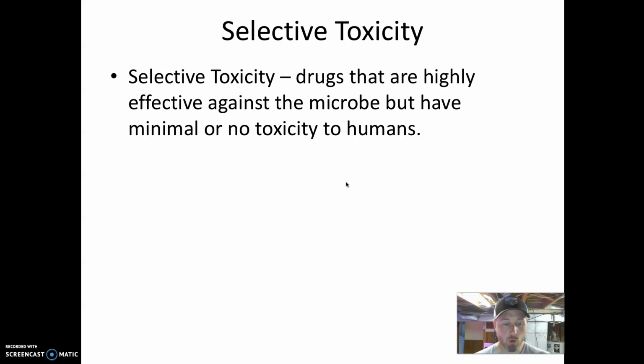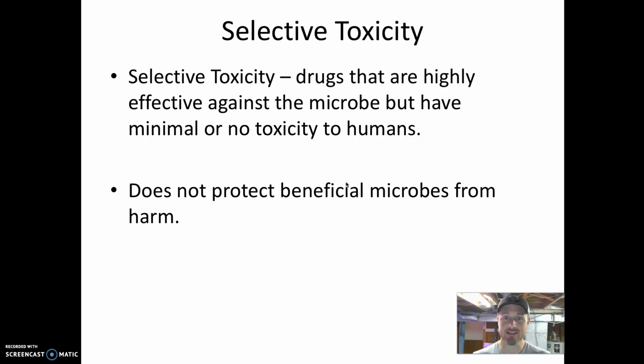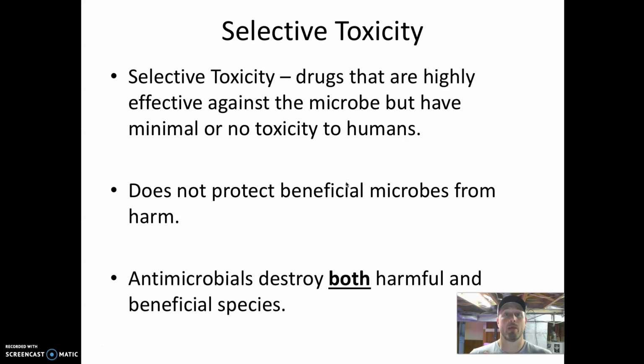Now, what's important to recognize about that is that selective toxicity does not protect beneficial microbes from harm. Your body is filled with lots and lots of different kinds of microorganisms. Some of those, or most of those, are beneficial. Some of those beneficial microorganisms will undoubtedly be harmed if you take penicillin. Hopefully the penicillin will kill the organism that is making you sick, but undoubtedly some beneficial microbes will also be killed. So the takeaway message is that antimicrobial drugs harm or destroy both harmful and beneficial species of microorganisms in your body when you take them.